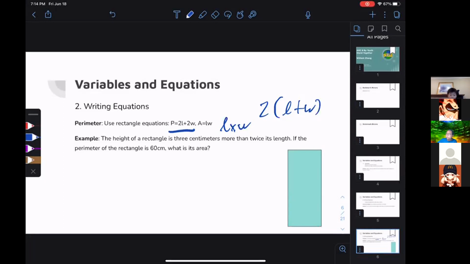So the height of a rectangle is 3 centimeters more than twice its length. So let's have the length equals L. So the height is equal to 2L plus 3. And then 2L plus 3 plus L equals 3L plus 3. Times that by 2, 6L plus 6 equals 60. And then divide by 6.